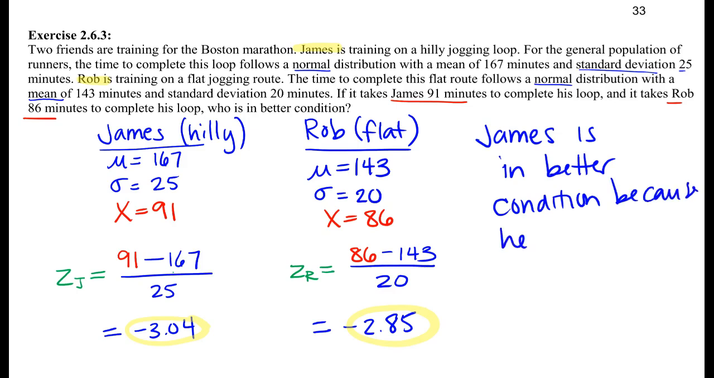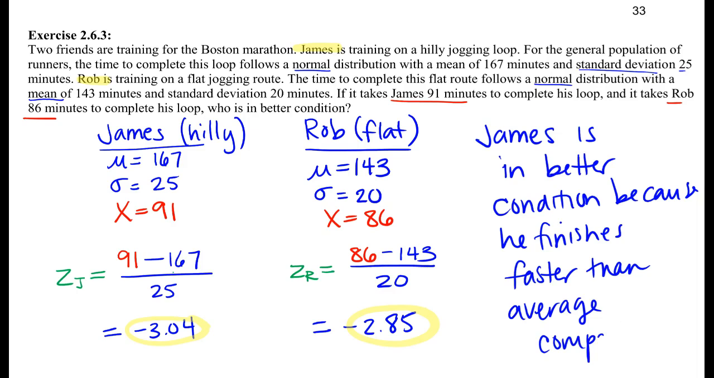Because he finishes faster than average. Compared to Rob. And this is not the only way you could write this, obviously. You could also just say that this is smaller than that, and we want to have smaller values because a smaller running time is better. You could talk about him being further below average, whichever you want to use. I liked using the word faster here, but it doesn't matter. Completely up to you.